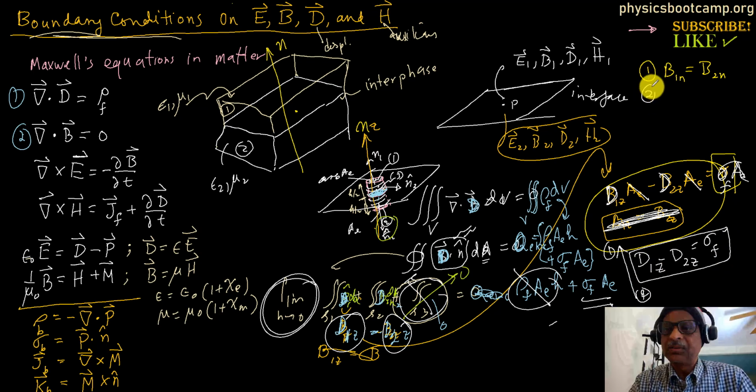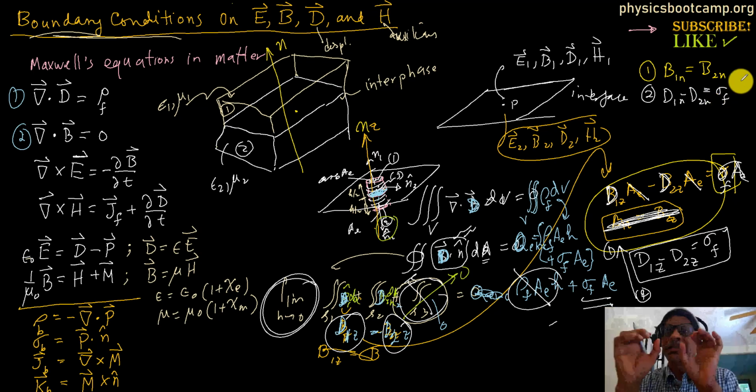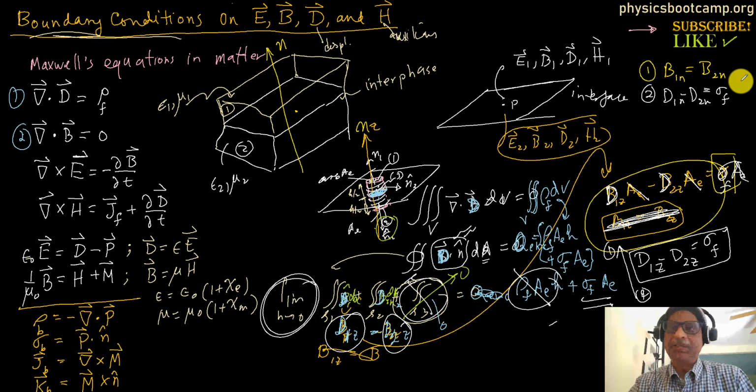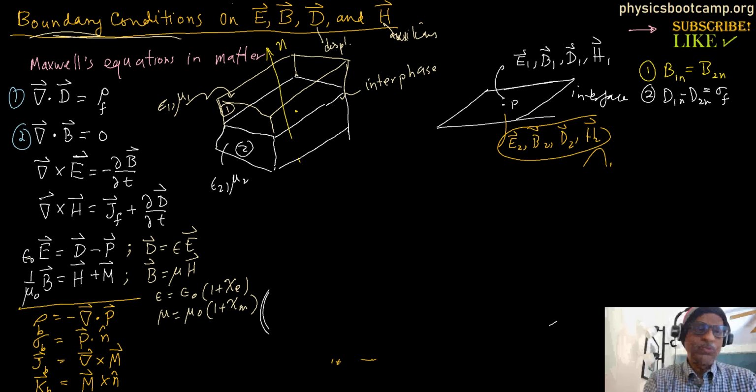So that's number 2, D1n minus D2n equal to sigma f, the extra charge you have placed. It's not coming from dielectrics, it's the extra charge you have placed on the surface. And now we're ready to do the del cross. So let's do number 3.